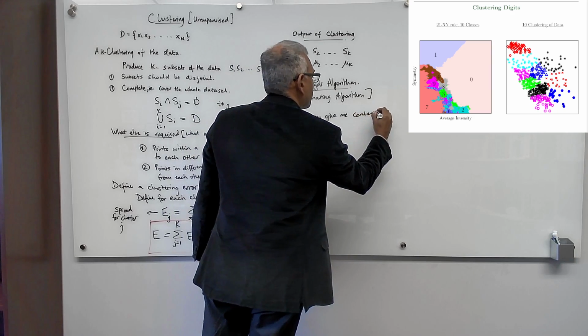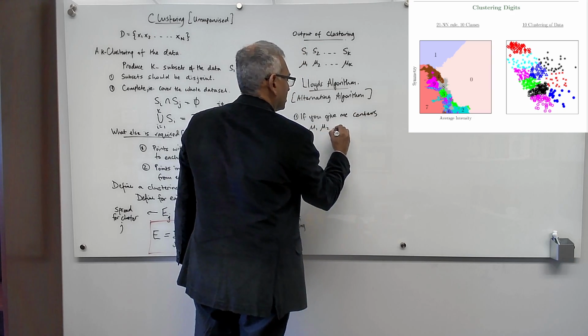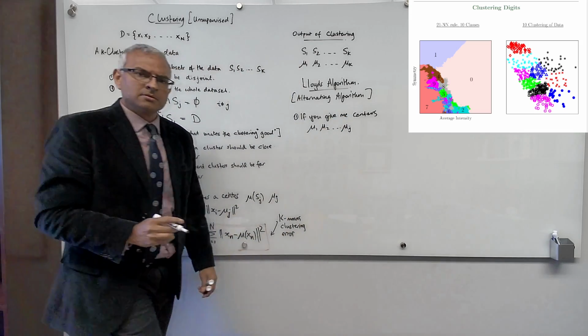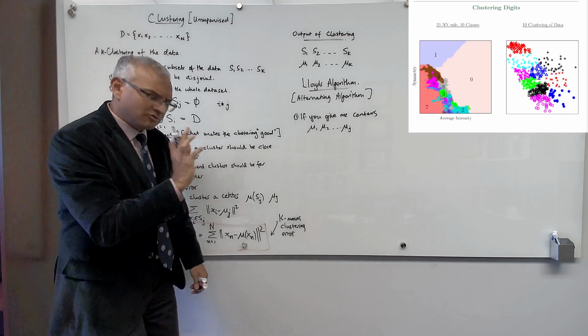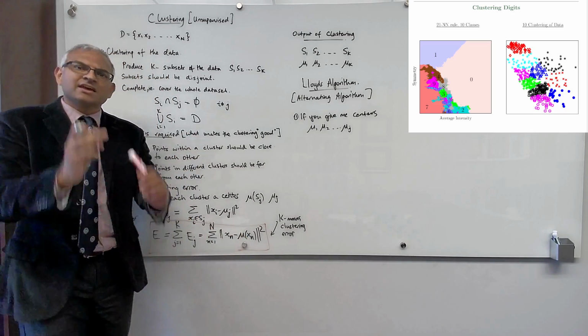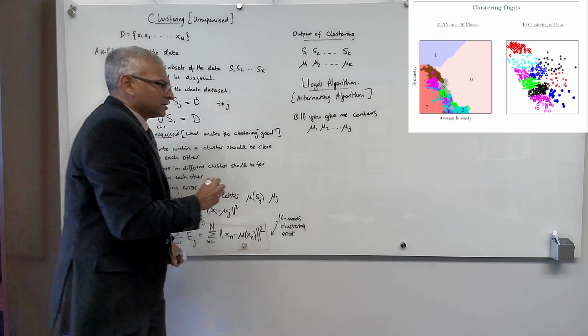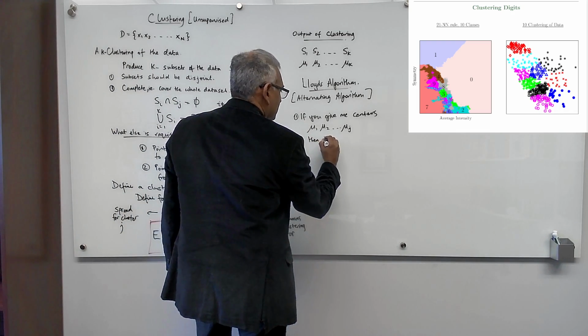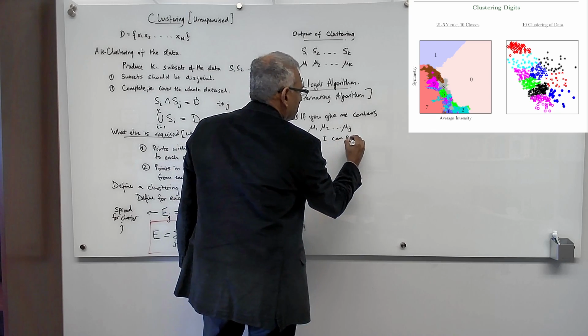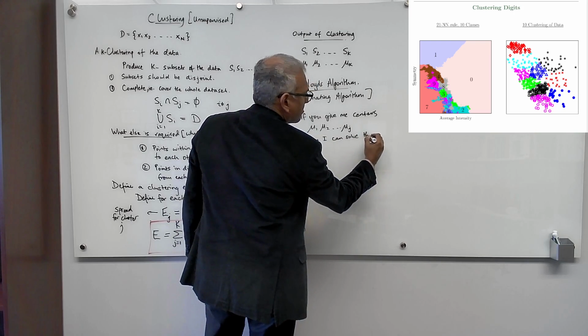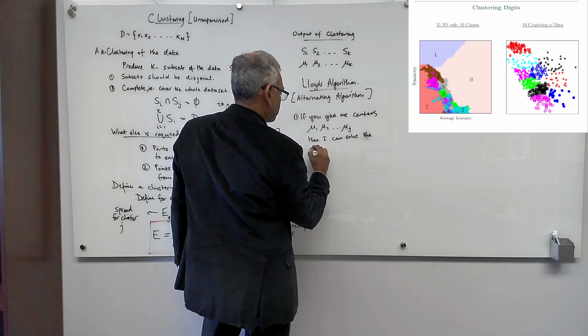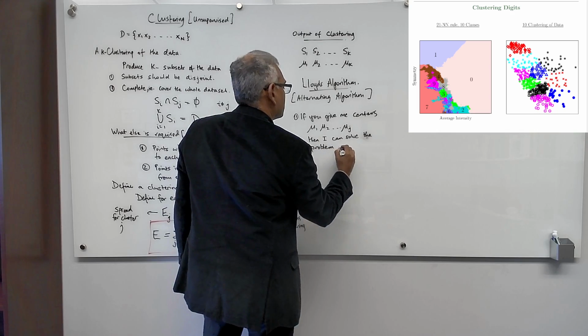centers, mu1, mu2 up to mu j, well, then I know how to solve this problem. If you were to tell me what are the optimal centers, then I know how to solve the problem. Then I can solve the problem greedily.